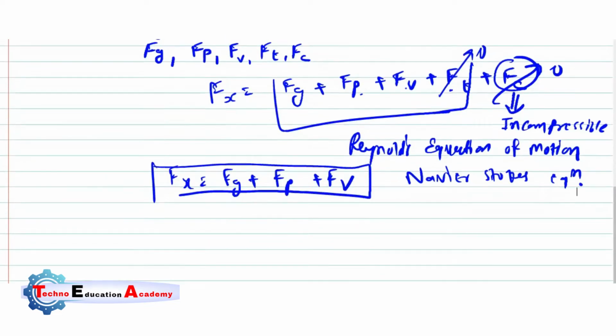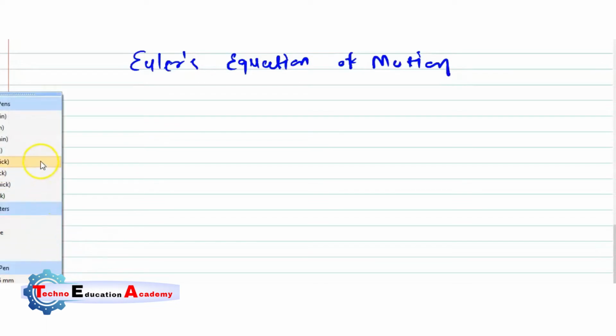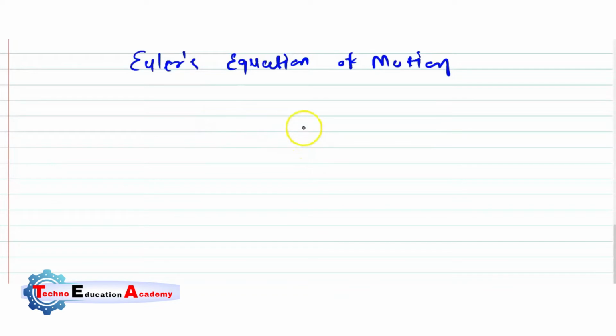Now we can start the derivation of Euler's Equation of Motion. These are the fundamental things that I discussed with you: what do you mean by Reynolds equation, what do you mean by Navier-Stokes equation. And now we can start to derive Euler's equation of motion. For that purpose, we can take a fluid element, that is, I am drawing at present a fluid element like that.